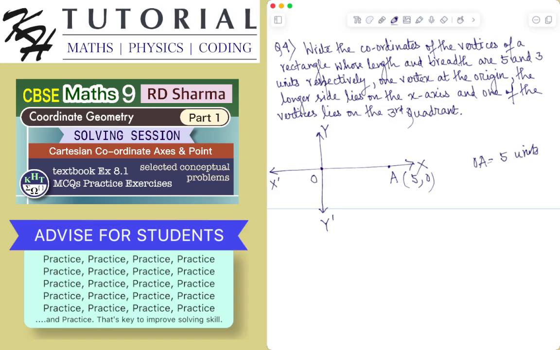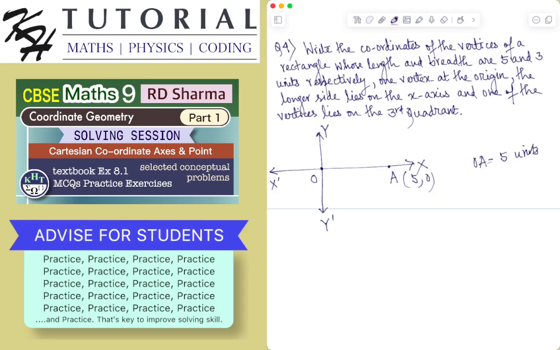Now one thing is, how are we sure that the point A will be to the right hand side of the y-axis? It could also be to the left hand side of the y-axis. That is, the coordinates of the point A could also be -5, 0. Then also the point A will be at a distance of 5 units from the origin. Let's see what else is given.